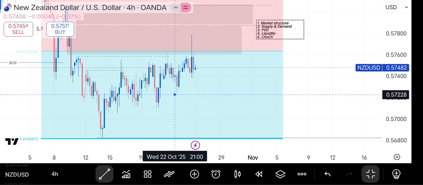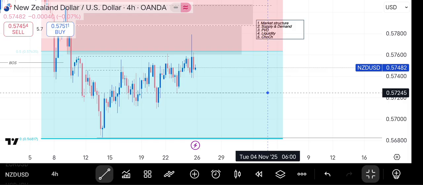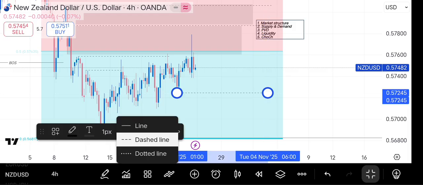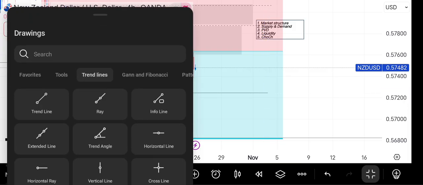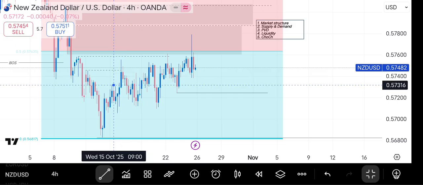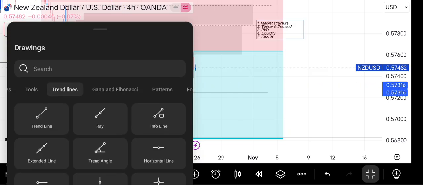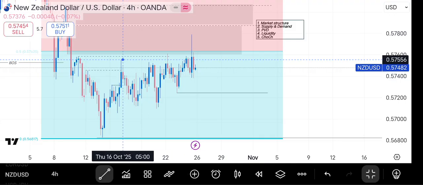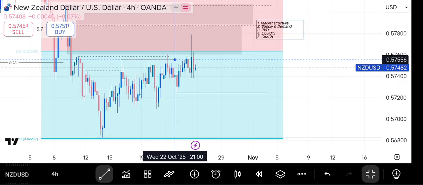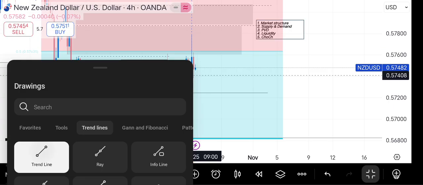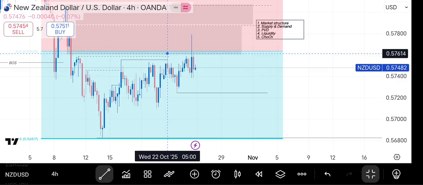That is your change of character low, guys. That is your change of character low. I'm just gonna put down my breaker structures. There's a breaker structure to the upside. Also, this one is a breaker structure to the upside. Also, this one is a breaker structure to the upside. That was the last breaker structure.